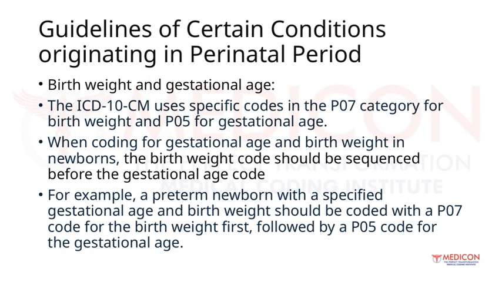When coding for certain conditions that originate in the perinatal period, it's important to pay attention to how we document birth weight and gestational age. In the ICD-10-CM, we use specific codes in the P07 category for birth weight and P05 for gestational age. This helps ensure accuracy and consistency in our records. One key point to remember is that when coding both birth weight and gestational age for a newborn, the birth weight code should always come first. This sequencing is essential because it reflects the priority in documenting the baby's physical condition at birth.